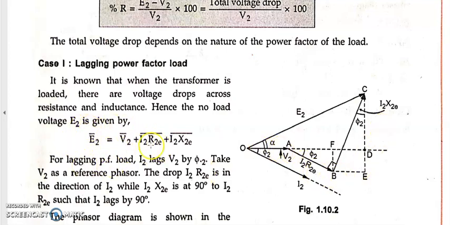The phasor diagram is very simple. First, we are going to draw a reference phasor V2. You can start with any of the phasors, you can start with I2 R2 or I2 X2, but still start with the voltage V2, the reference phasor of a certain length. And we know that I2 is flowing in the secondary side and V2 is the secondary terminal voltage.